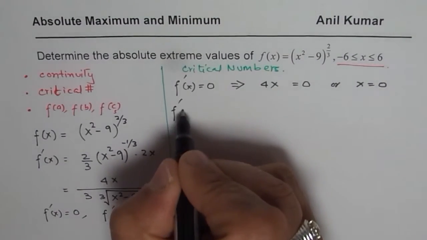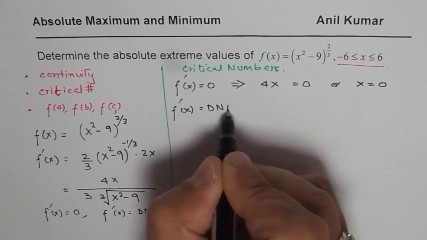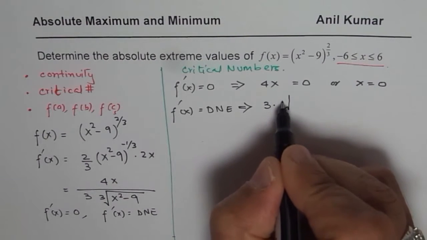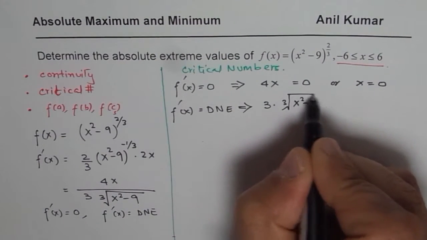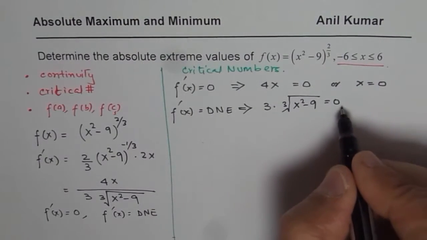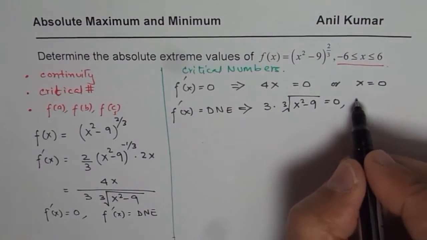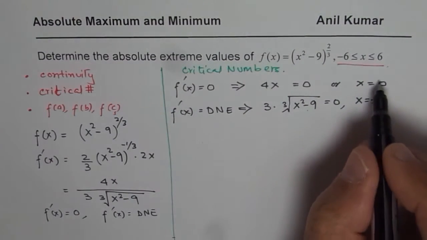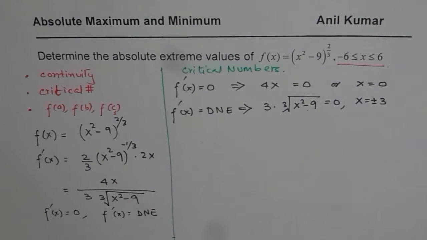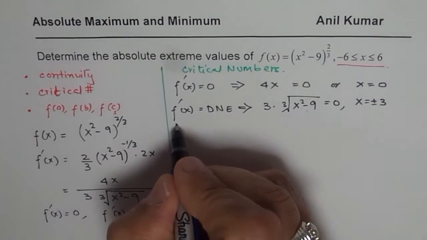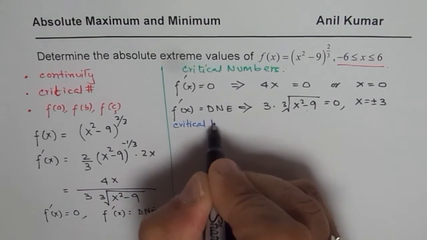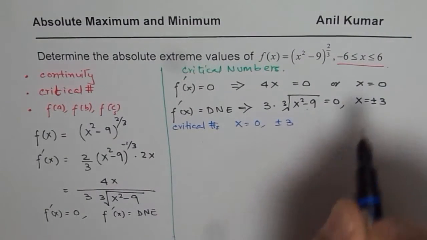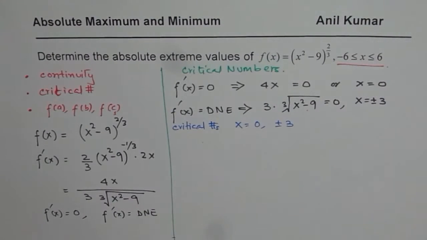Now for f dash x does not exist, that implies that the denominator should be 0. That means 3 times cube root of x squared minus 9 should be equal to 0. And this gives us two values, so x equals plus or minus 3. For these two values, denominator is 0, so these are our critical points. So we can write down that the critical numbers are at x equals 0 and at plus minus 3. You'll note all these three numbers are within our domain.